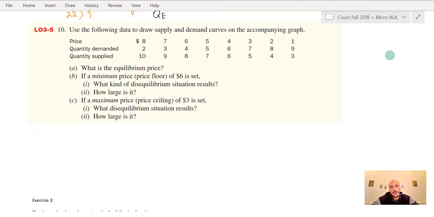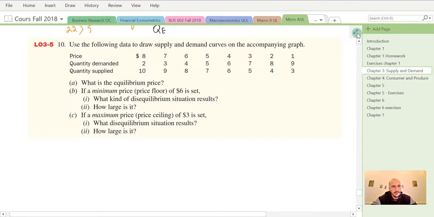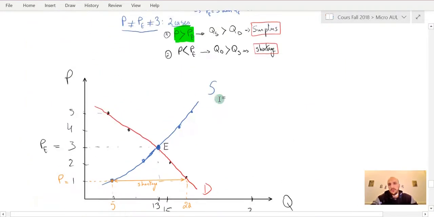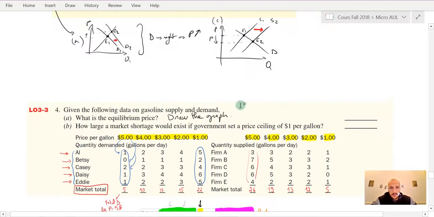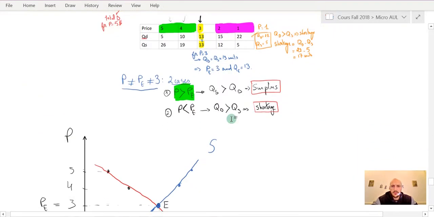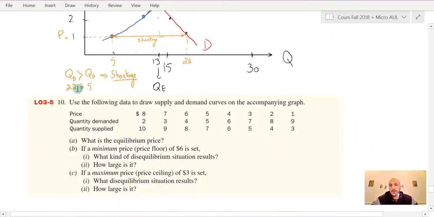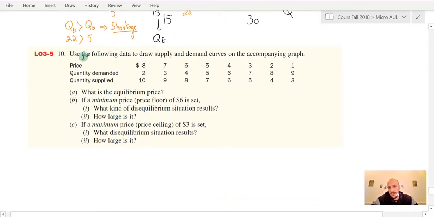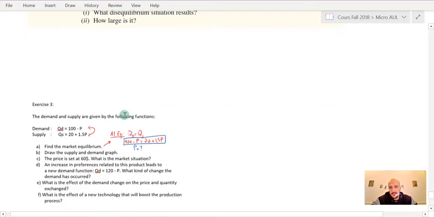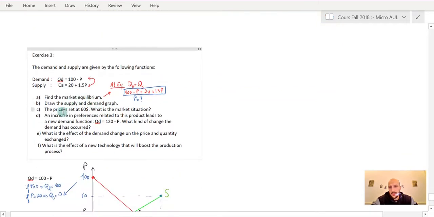In this lecture we will try to solve the exercises of chapter 3 related to supply and demand. I've asked you to do 2 or 3 exercises. We have already done one of these exercises, here this one, and I've already sent you the solution. So I've asked you later on to do this exercise 10. Based on these questions, please provide your answers on Google Classroom.